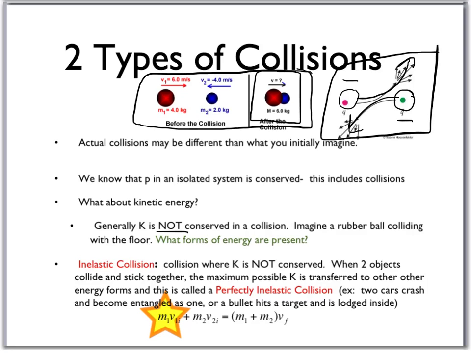Imagine maybe a rubber ball that's colliding with the floor, like you're taking your super ball and bouncing it against the ground and it's kind of going up and down. Now, what forms of energy are present upon the collision between that ball and the floor? Well, the ball is going to be deformed a little bit. As soon as it hits the floor, that side of the ball is going to flatten a little bit. In fact, that's what causes the rebound. So there's some energy that went into deforming the ball.